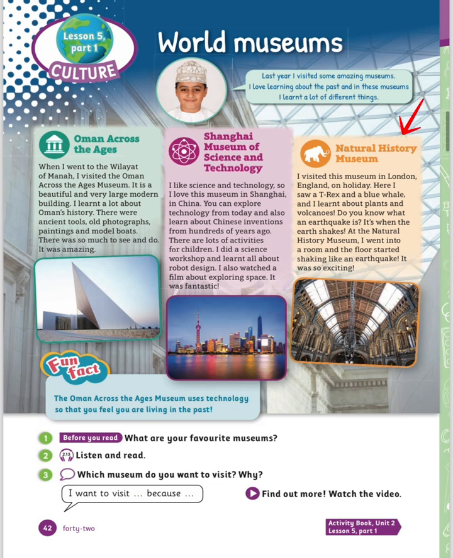Number 4. Natural History Museum. I visited this museum in London, England, on holiday. Here I saw a T-Rex and a blue whale, and I learned about plants and volcanoes. Do you know what an earthquake is? It's when the earth shakes. At the Natural History Museum, I went into a room and the floor started shaking like an earthquake. It was so exciting.